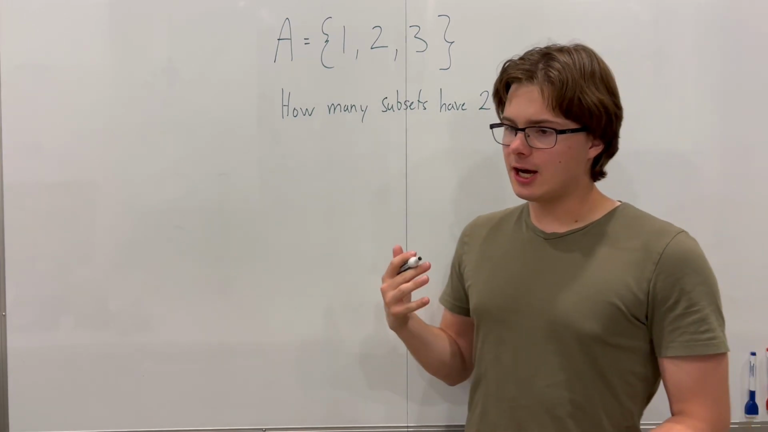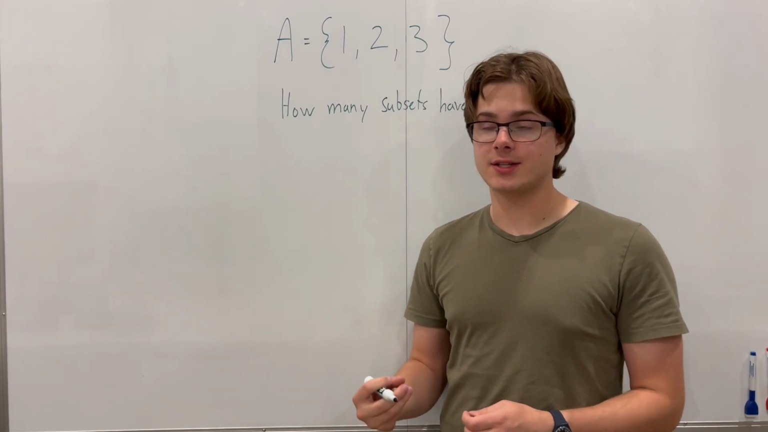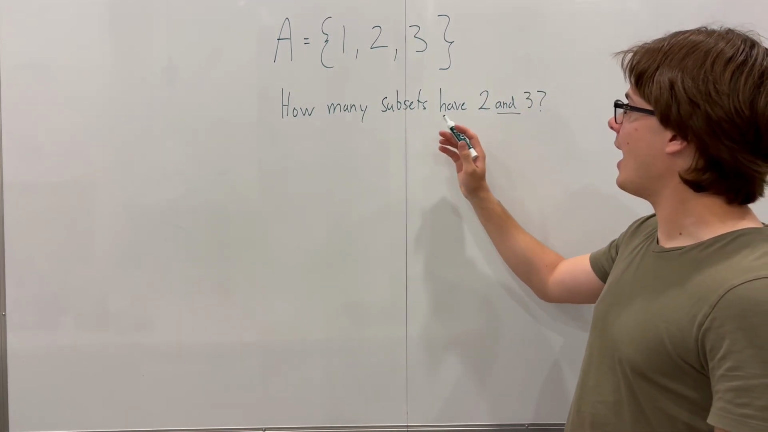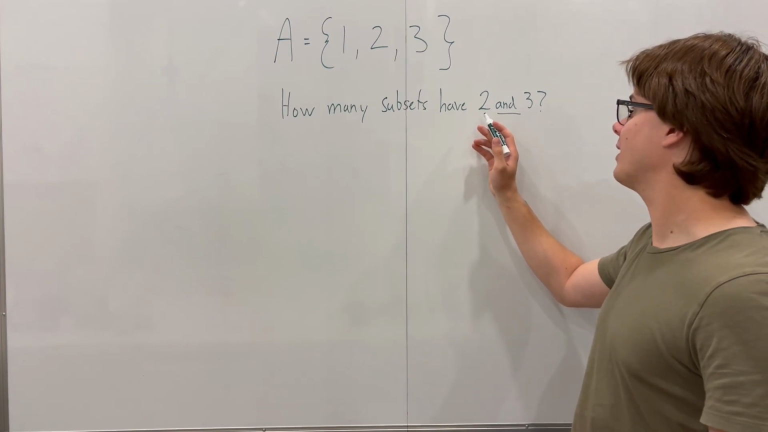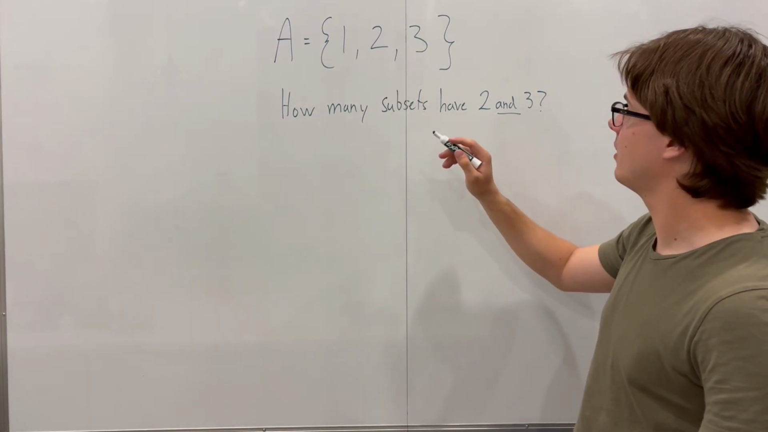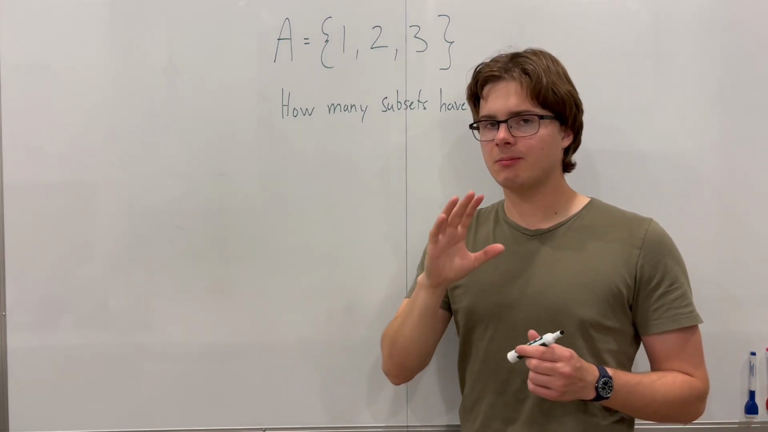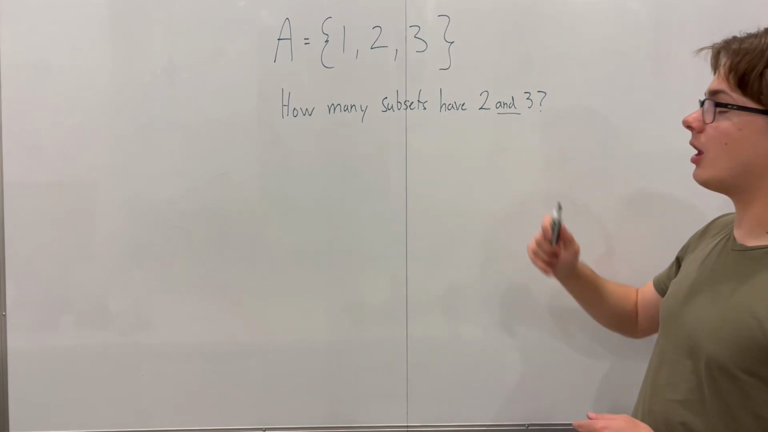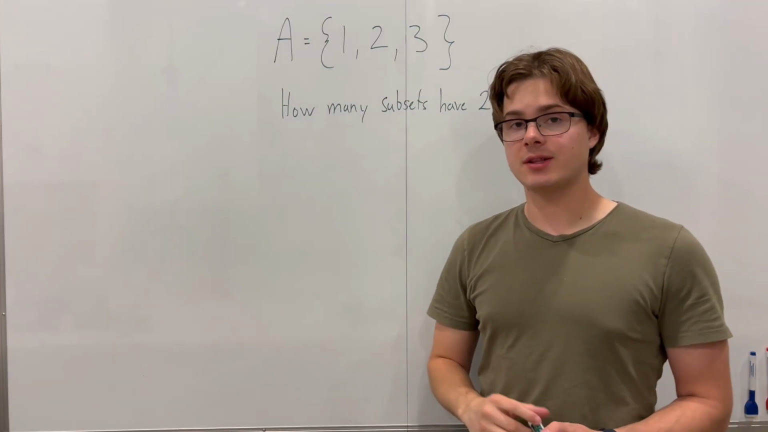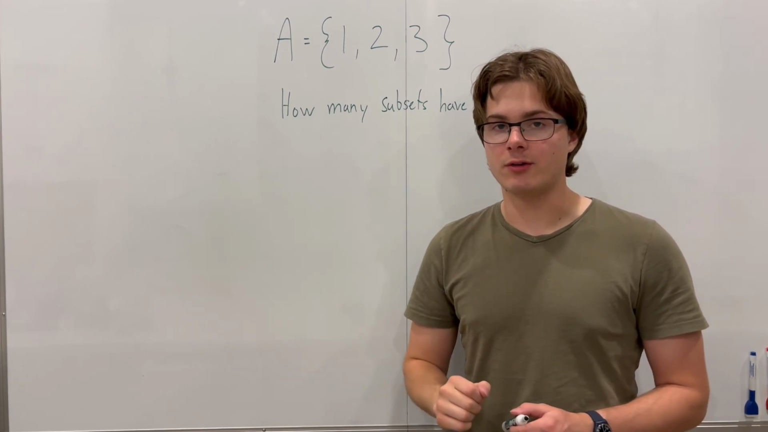So we've already seen how to compute the number of subsets that have a specific element of a set. Well, what if this time we ask ourselves, how many subsets have not just one specific element, but also another? In this case, how many subsets of A have 2 and 3? Now, it's very important to notice that we've underlined "and", because when we say 2 and 3, we are counting the subsets that have to have both of them, not just one of them.